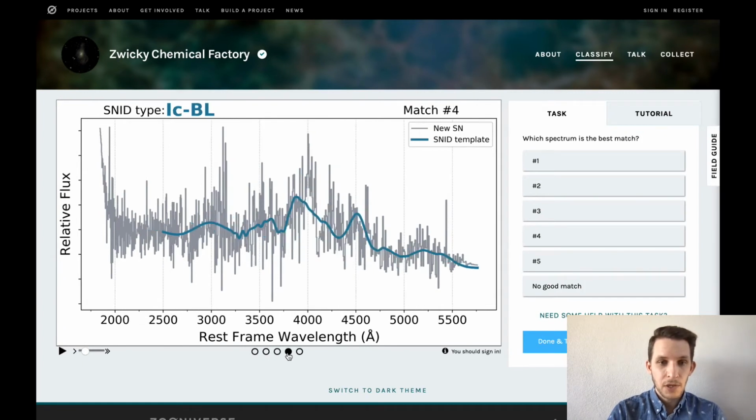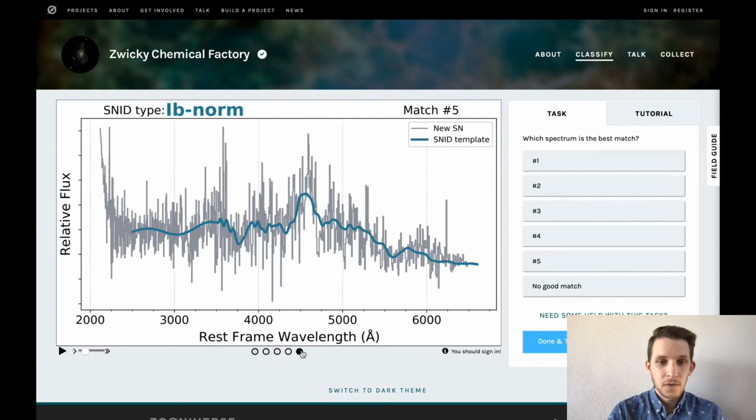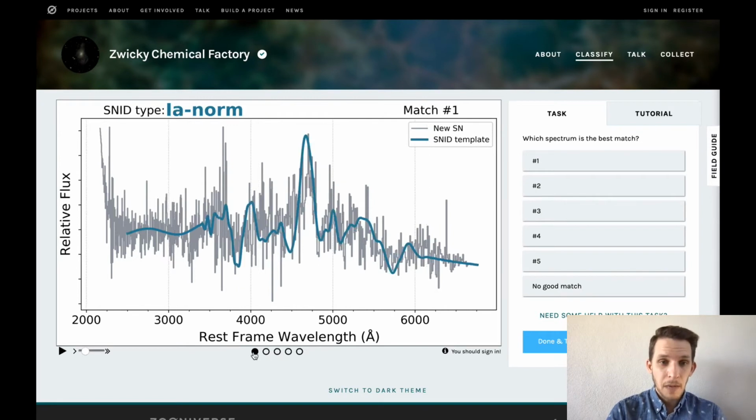Here's another very high redshift match. And yet another very high redshift match. So I'm not sure any of these are actually correct, but I'm going to try to pick what I think is the best match here.